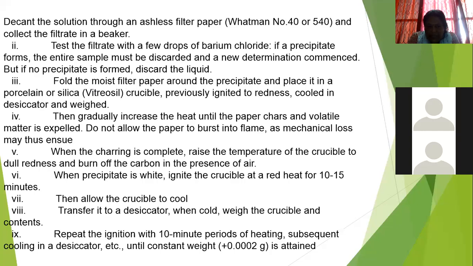Then gradually increase the heat until the paper chars and volatile matter is expelled. Do not allow the paper to burst into flame, as mechanical loss may thus ensue. When the charring is complete, raise the temperature of the crucible to dull redness and burn off the carbon in the presence of air. When the precipitate is white, ignite the crucible at a red heat for 10 to 15 minutes. Then allow the crucible to cool. Transfer it to the desiccator. When cold, weigh the crucible with the contents and repeat the ignition.